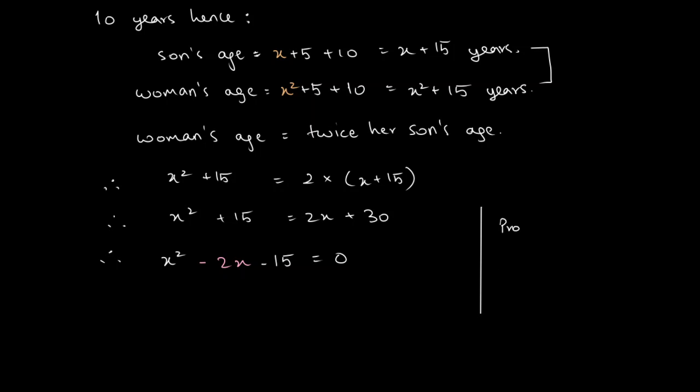The product for this quadratic equation, I'm going to solve it by splitting the middle term, is 1 into minus 15, so that's negative 15 is my product.